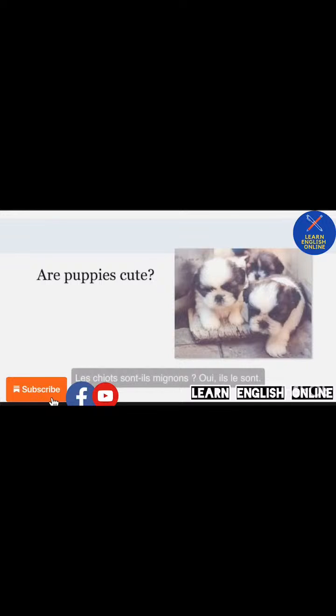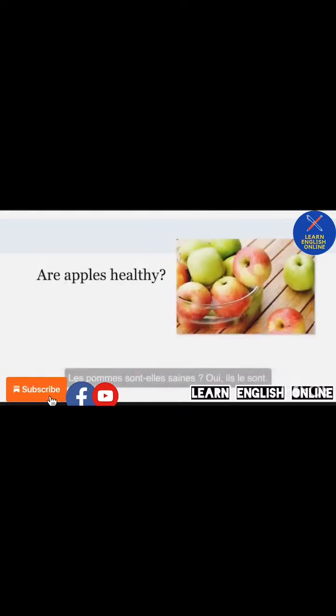Are puppies cute? Yes, they are. Maybe you want to write yes there, but this is incorrect because we don't make a contraction with those yes answers. It doesn't work. Are apples healthy? Yes, they are.